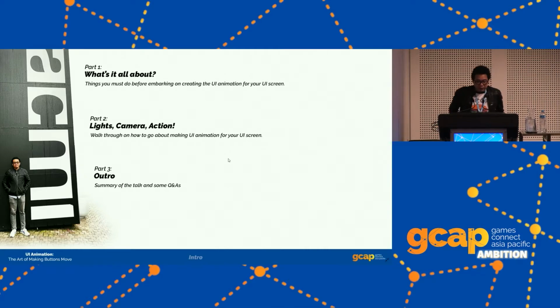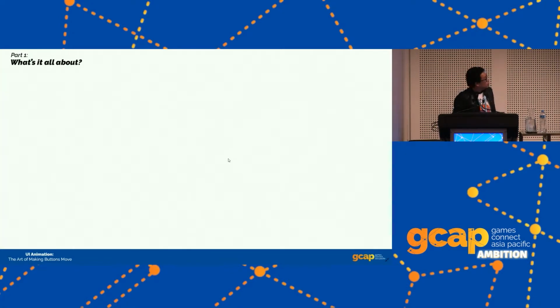All right, so just a quick overview of what I'll be sharing today. I've divided the talk into 3 parts, and in part 1, what's it all about? I'll be talking about the things you must do before embarking on creating the UI animation for your UI screen. Part 2, lights, camera, action, has the main bulk of the talk, and I'll be walking you through how to go about making UI animations for a UI screen. Part 3, outro, would just be the summary of the whole talk, and if we have some time, if we're not that hungry yet, we can do some Q&As. All right, so what's it all about?